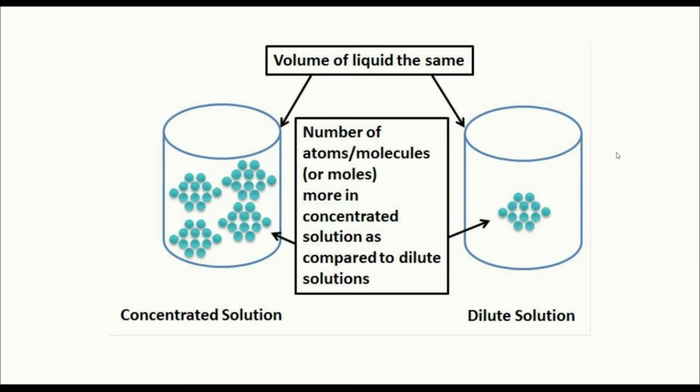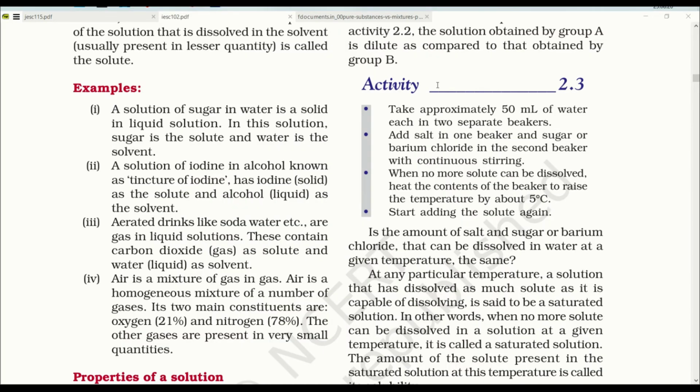Let's understand the concentration of a solution with this diagram. Here there are two tumblers which have the same volume of liquid, and in the liquid you can see the atoms. On the left-hand side you have more atoms than on the right-hand side. The left-hand side has more atoms, so it is known as a concentrated solution, and the right-hand side has fewer atoms, so it is known as a dilute solution. Now let's study saturated and unsaturated solutions.